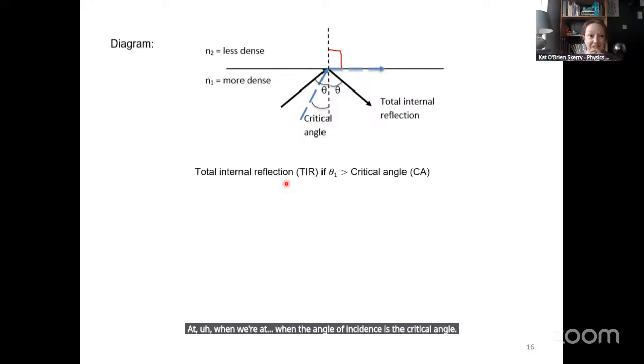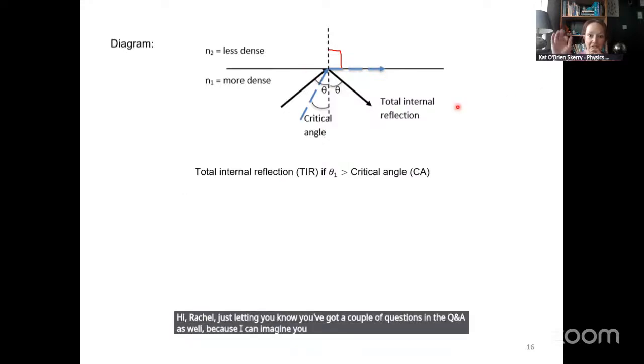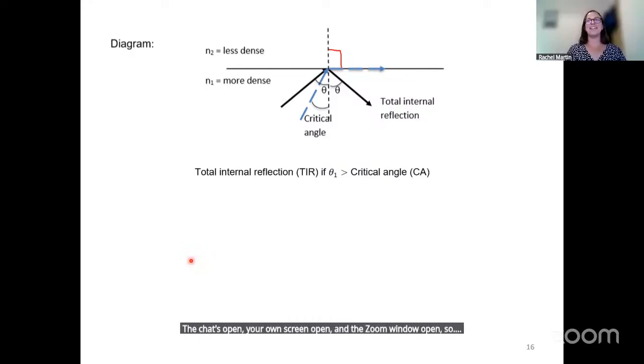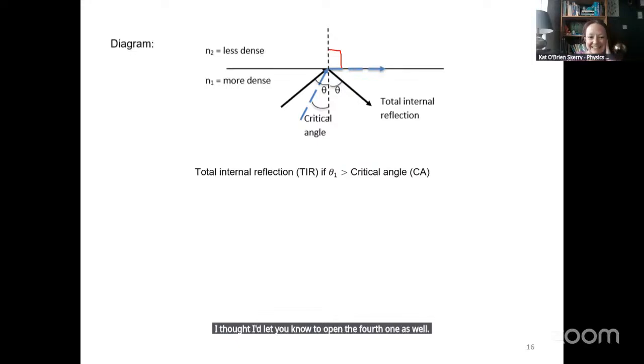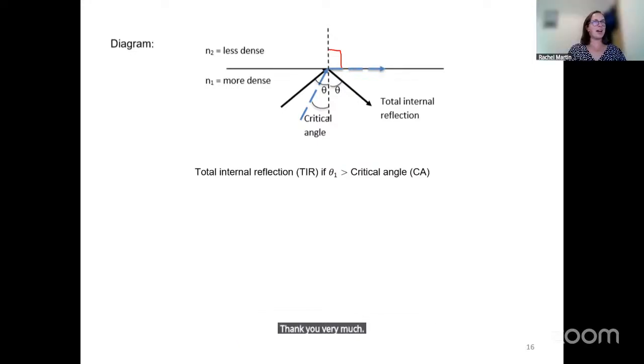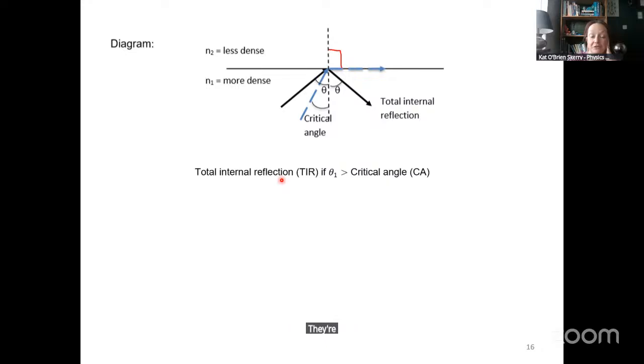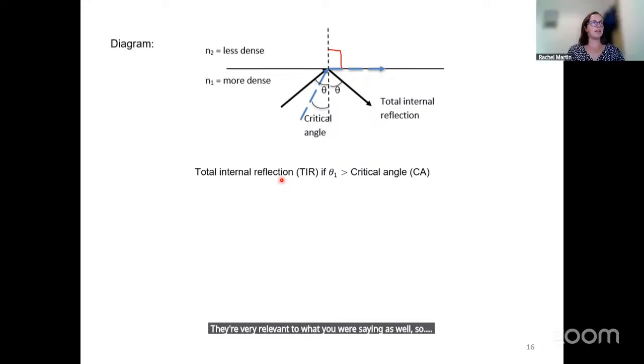Hi, Rachel, just letting you know you've got a couple of questions in the Q&A as well, because I can imagine you've already got the chat open, your own screen open, and the Zoom window open. That's exactly what's going on. I thought I'd let you know to open the fourth one as well. Thank you very much. Not a problem. I'll have a little read and keep the question going at the same time. They're very relevant to what you were saying as well. Great, all good.